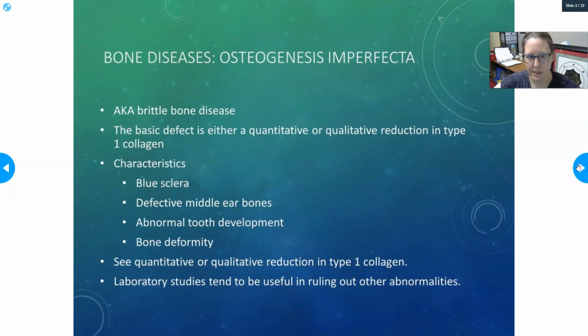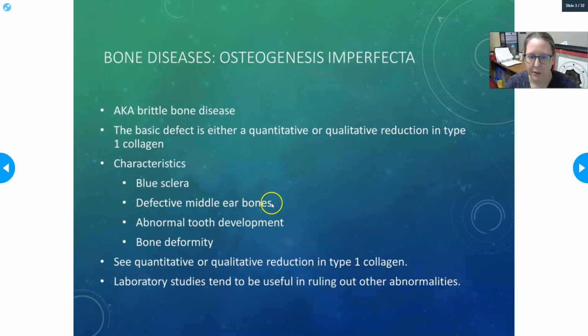So let's start with the diseases. The first one is Osteogenesis Imperfecta. It is also known as brittle bone disease, and the basic defect, it's a genetic defect here, is either a quantitative or qualitative reduction in type 1 collagen. So bones are made of collagen, in which crystals of calcium and phosphorus are deposited, and it's actually hydroxyapatite crystals that make it strong. Some of the characteristics of patients with osteogenesis imperfecta are that they have a blue sclera, so the white of their eyes actually has a blue tone to it, again because of that lack in type 1 collagen, which is found other places in the body, not just in the bone.